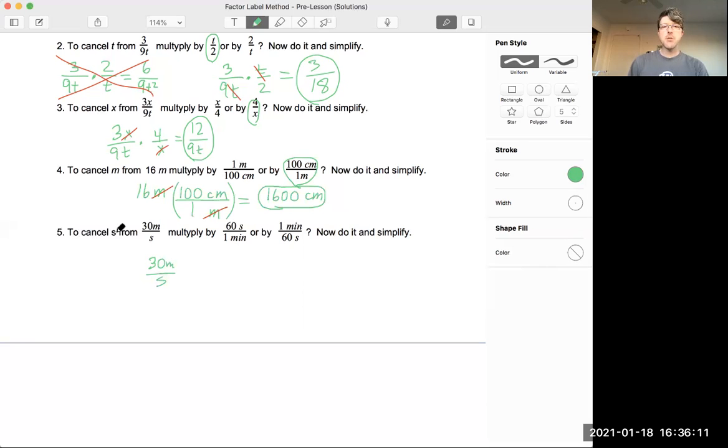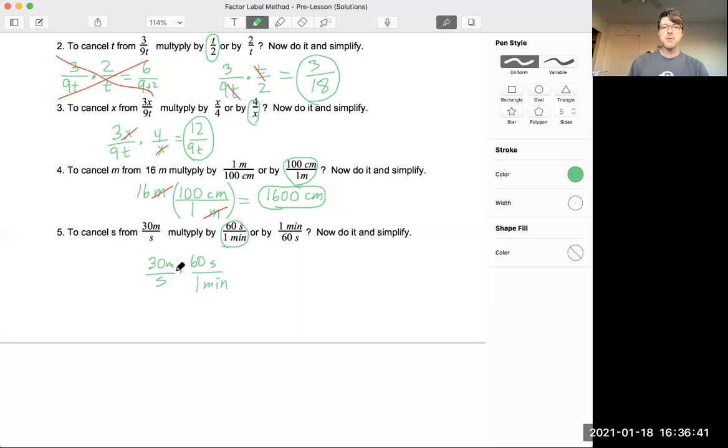And we need to get rid of the s. So we need to make sure, since our s is in the denominator, we need to make sure that we multiply by something that has an s in the numerator. So let's multiply by this one, because the s is up top there in the numerator. So 60 seconds and 1 minute.